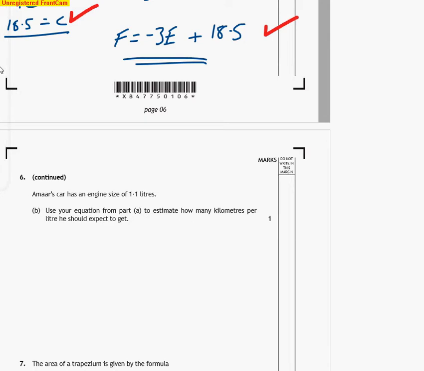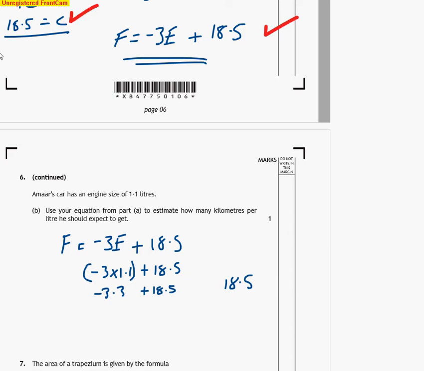Okay, so f is equal to minus 3e plus 18.5. And we know that the engine size is 1.1. So we're going to say minus 3 times 1.1 plus 18.5. So that's minus 3.3 plus 18.5. 18 and 3 is 21. It's minus, isn't it? Sorry, flip that out. Messy. So we're doing 18.5, take away 3.3.